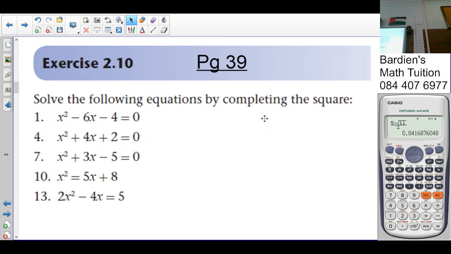Or is that why you just put up your hand? Right, number 7.